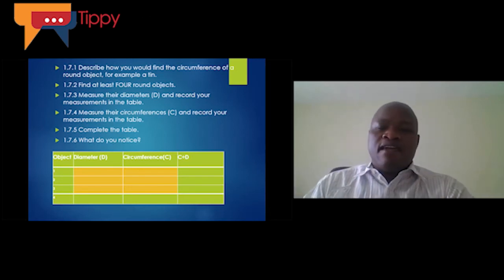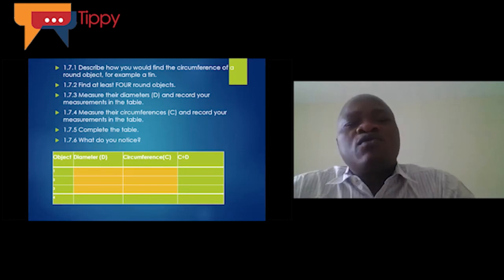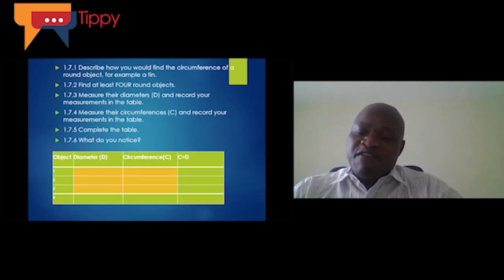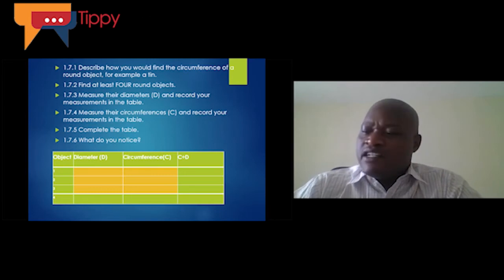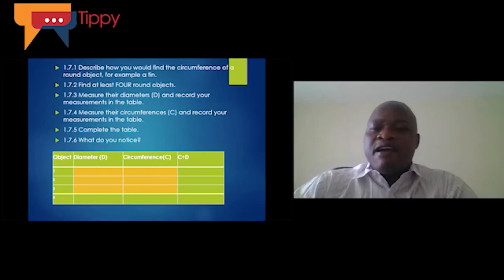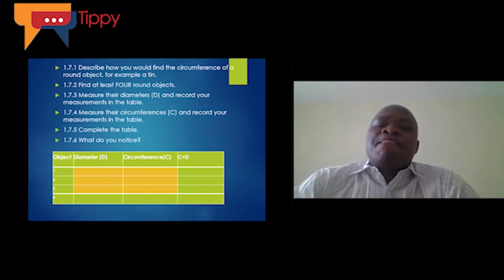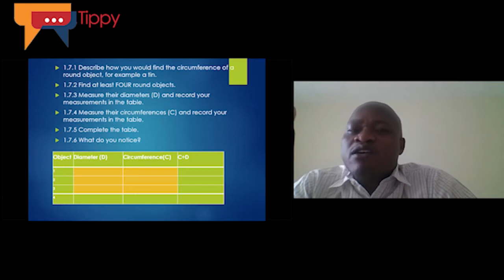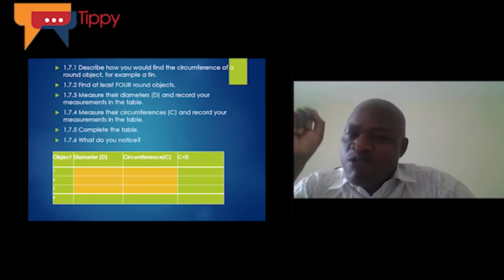You record there. After that, you go to a circumference. Circumference is what you were supposed to explain in 1.7.1. After finding the circumference, you will record there. All right. Number 1, for the first object, you find the diameter. After the diameter, you go to the circumference. After the circumference, you will now say my diameter divided by the circumference is equal to how much? You record there. You do the same with other 3 different round objects.